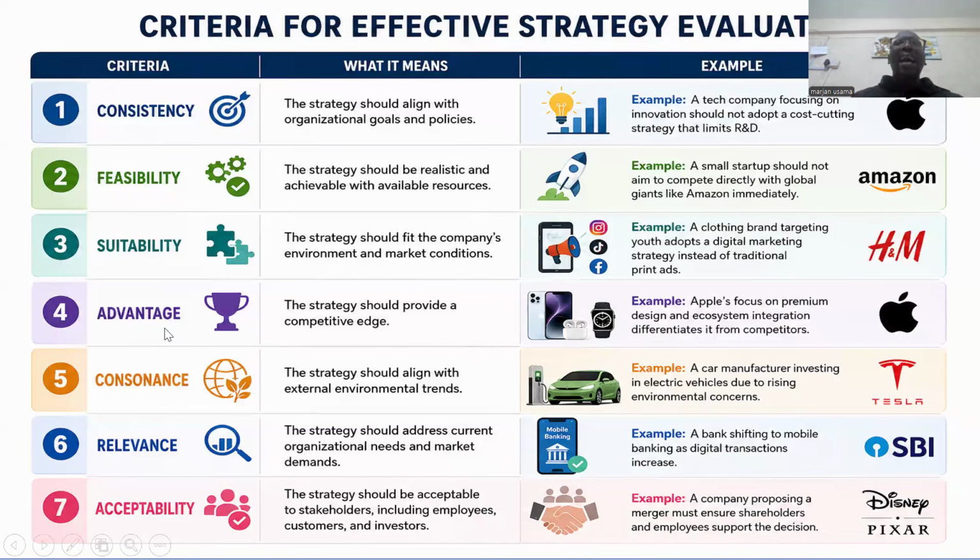ثم advantage الميزة التنافسية. The strategy should provide a competitive edge. This strategy that we want to evaluate or we are choosing should enable us to compete with our competitors. Then we have consonance. The strategy should align with external environment trends. So when we are talking about suitability, internal environment. Consonant, our strategy should align with external environment. It should align with what is happening outside the environment.